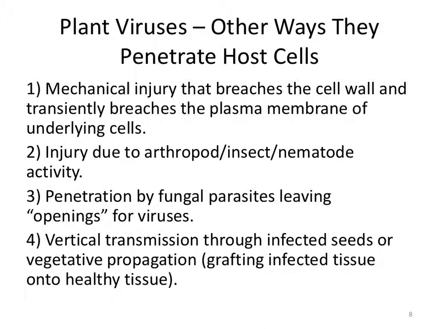And another interesting thing that has been observed is that plant viruses can be vertically transmitted through infected seeds or vegetative propagation. So during agriculture, if we graft infected tissue onto healthy tissue, then as those plant tissues grow, we see vertical propagation of some plant viruses. These are just a few of the many strategies that plant viruses use to help them penetrate host cells.